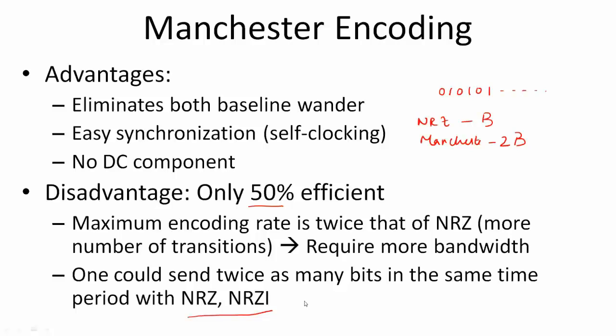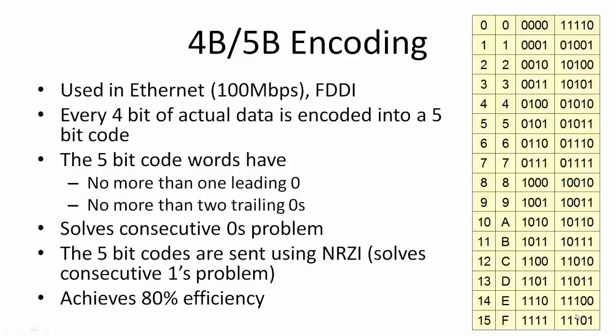But in some of the higher speed Ethernet, that is the 100 megabits per second Ethernet, this is no more used. Something else is used. So the encoding scheme that is used there is called 4B5B encoding. So in this case, you take 4 bits of the data and convert it into 5 bits.